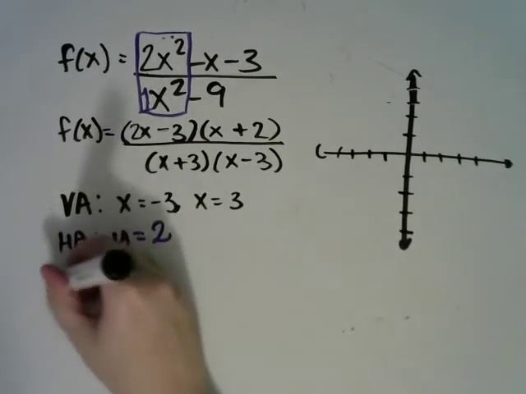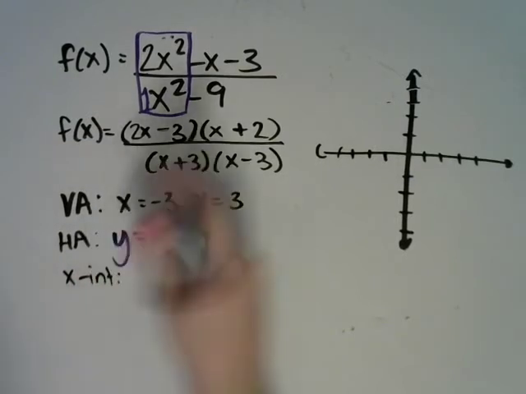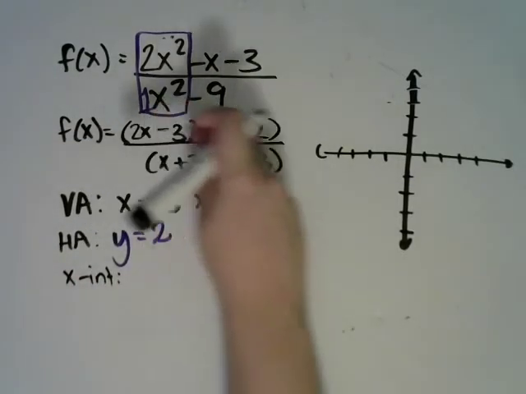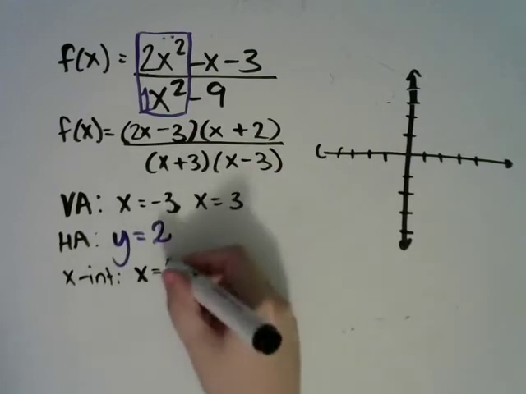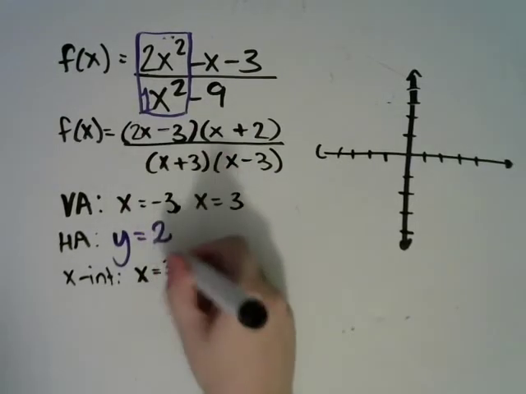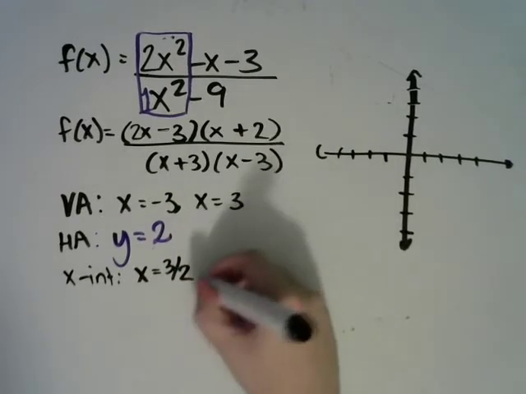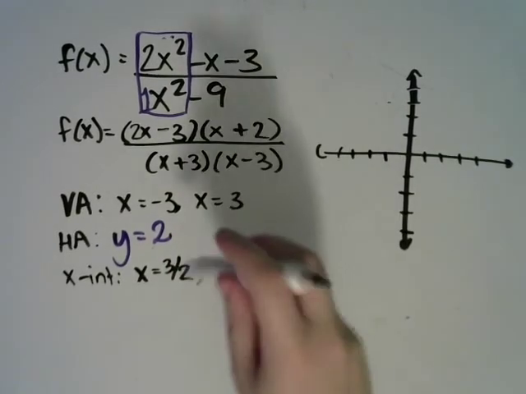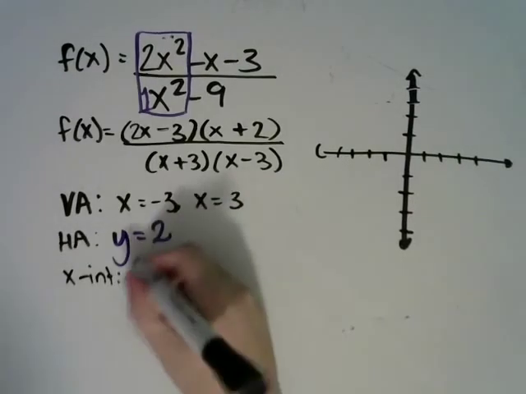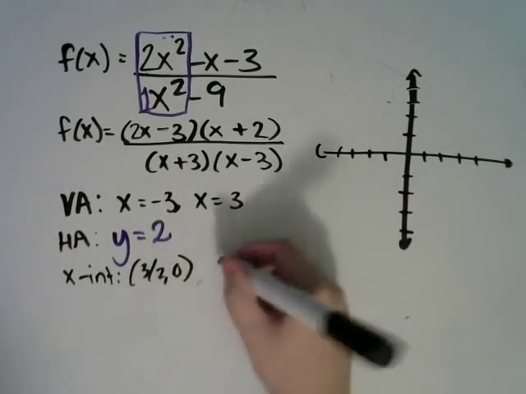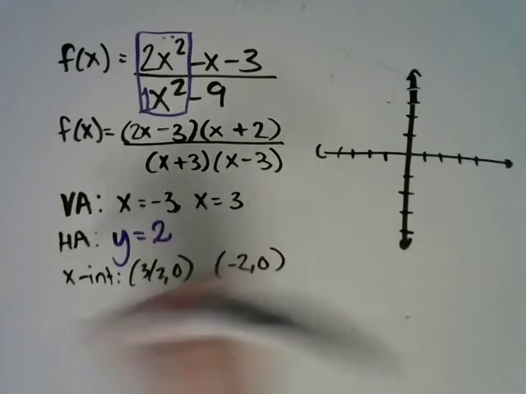X-intercepts occur when the numerator equals 0, so if there are x's in the numerator, you likely have x-intercepts. And those x-intercepts are what make those factors 0. So this one is +3/2, and this one is -2. And this is not how we write it. We write it as an ordered pair: 3/2, 0, and -2, 0.